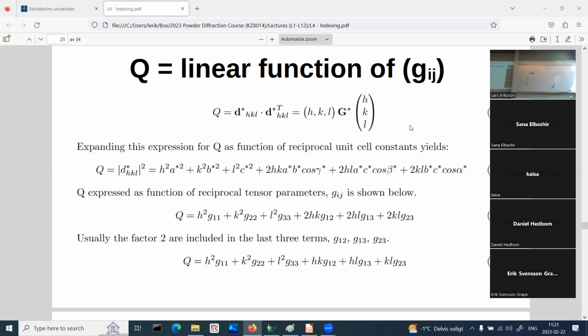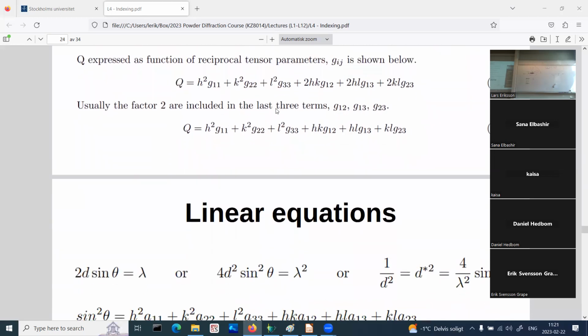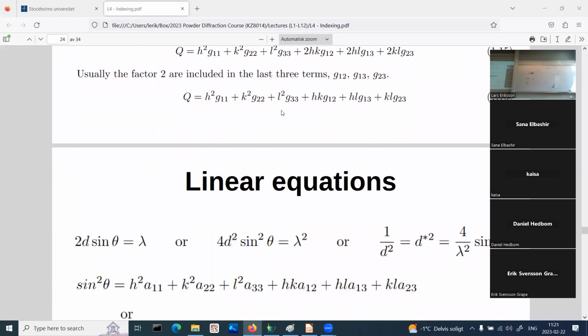So sometimes the G parameters are talked about as unit cell parameters. This is what one calls a quadratic form. There are the squares and the multiples, but there is nothing like plus H times something plus K times something. They are absent. There are only quadratic terms.